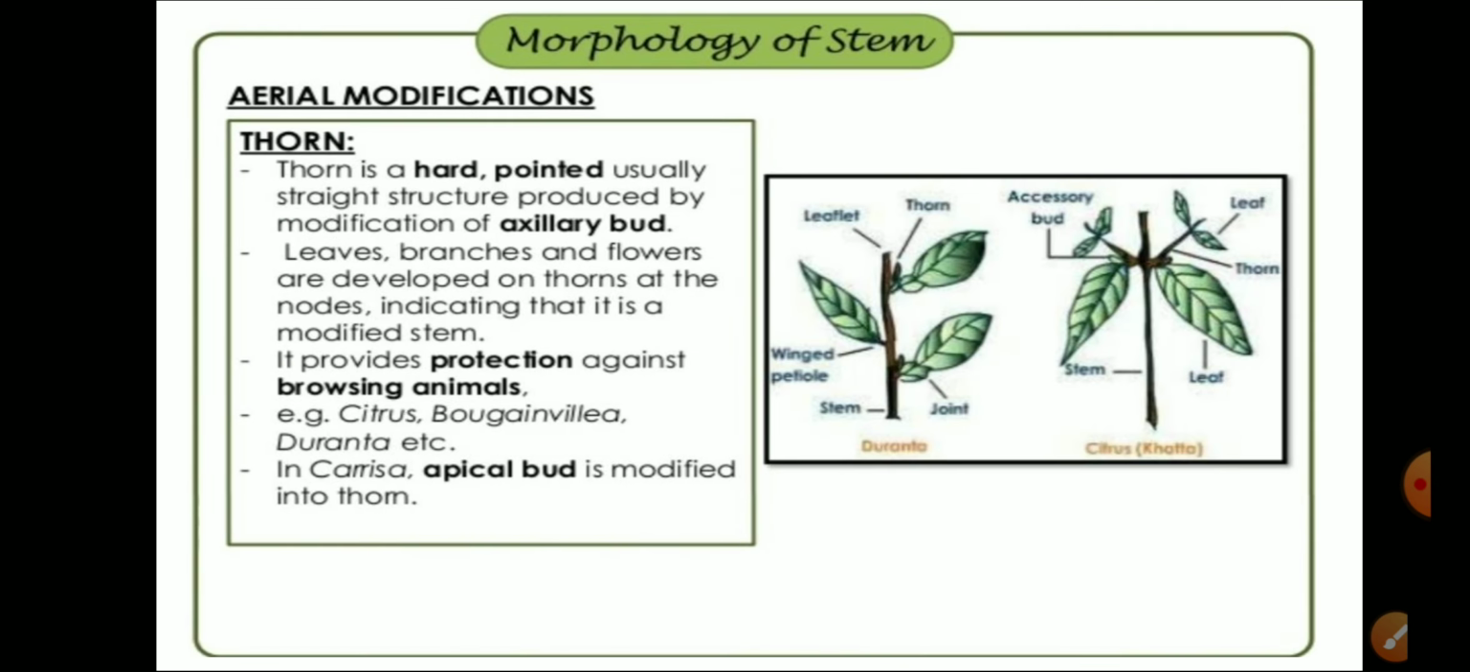Thorns. A thorn is a hard, pointed, usually straight structure produced by modification of an axillary bud. Leaves, branches and flowers develop on thorns at the node, indicating it is a modified stem. You may have seen thorns in bougainvillea and the citrus family, that is lemon, where they help in protection against browsing animals.